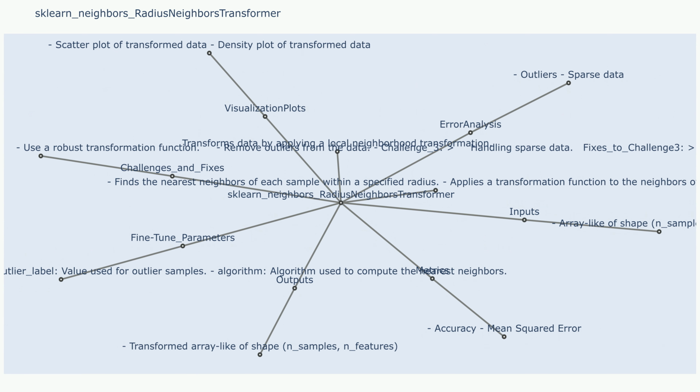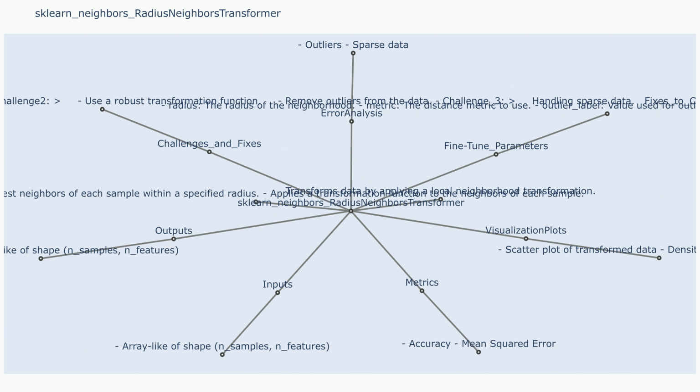A larger radius will include more neighbors and result in a smoother transformation. A smaller radius will focus on local neighborhoods and potentially preserve more detail in the data. Metric. This parameter controls the distance metric used to find neighbors. Different metrics can be suitable for different data types and applications. Common options include Euclidean, Manhattan, and cosine.